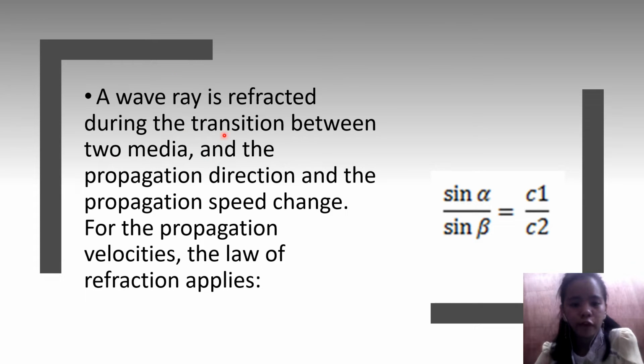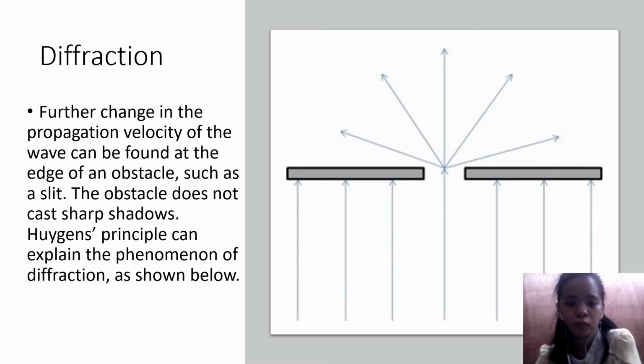A wave ray is refracted during a transition between two media, and the propagation direction and the propagation speed change. For the propagation velocity, the law of refraction applies: sine alpha over sine beta is equal to C1 over C2.